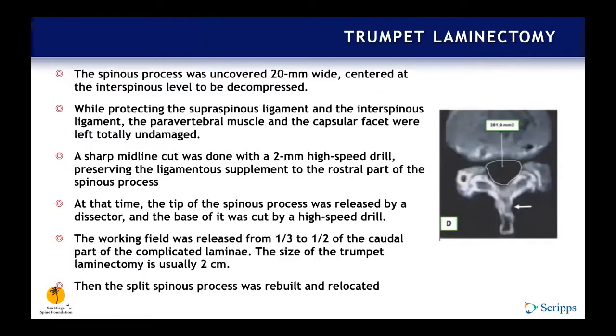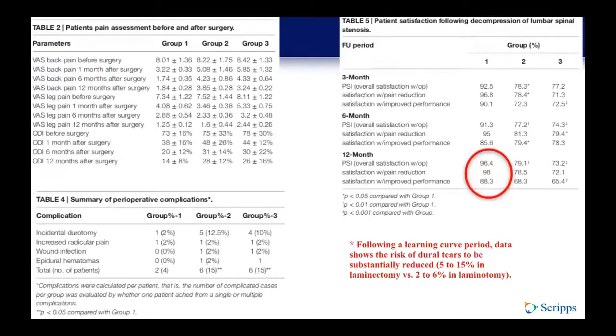The trumpet laminectomy, which is group 3, I didn't understand surgically exactly how they're doing it, but they say they're protecting the supraspinous ligament, interspinous ligament, and the paravertebral muscles. At the end, they split the spinous process from the beginning, rebuild it, and put it back into place. So they're somehow doing a laminectomy, removing the ligamentum, but reconstructing the lamina after.